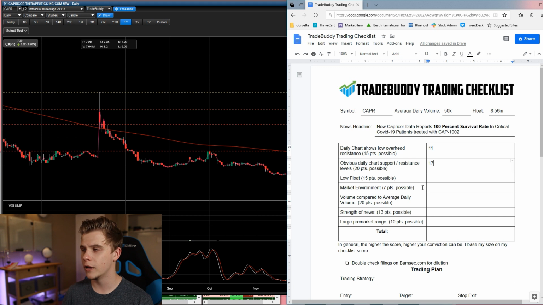Next up, low float, 15 points possible. Of course, the lower the better in my opinion. If this was a micro float, which is less than 1 million shares, I would have given it a 15 out of 15. But because it's up there around 8.5, I gave it a grade of 10.